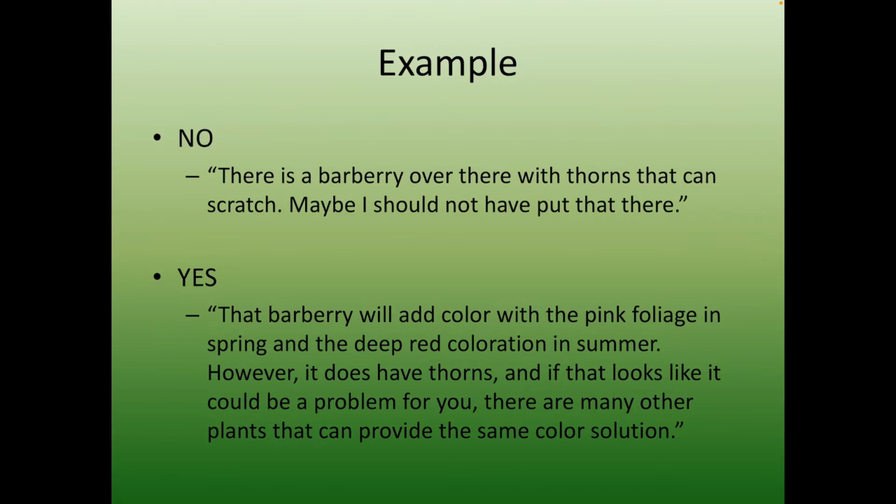That barberry will add color with the pink foliage in spring and deep red coloration in the summer. However, it does have thorns, and if that looks like it could be a problem for you, there are many other plants that can provide the same color solution. Then use your knowledge to list one or two plants. It doesn't have to be dozens. Ask yourself why you put that barberry there. Was it because of the thorns, or because of the red color? Is there some other red colored foliage plant we could put there, or something that mimics the pink, or grows in those conditions? There's lots of other things you can choose in those situations.